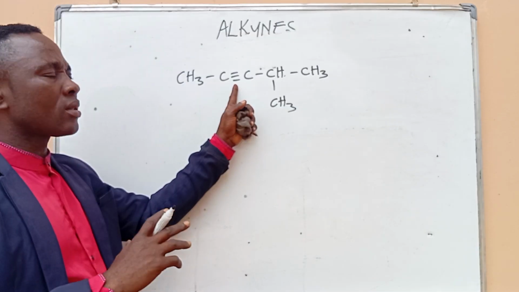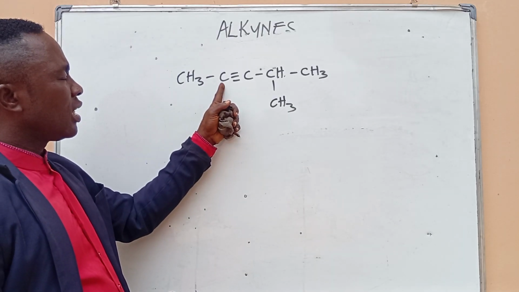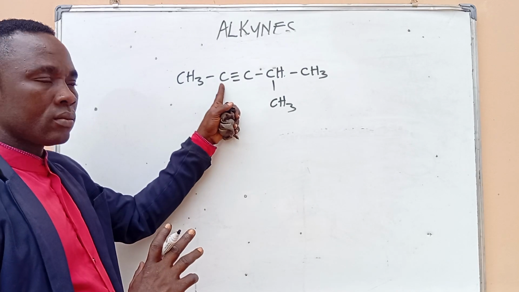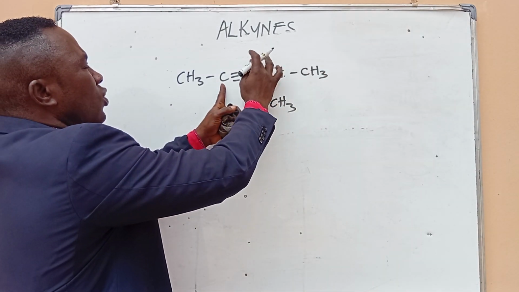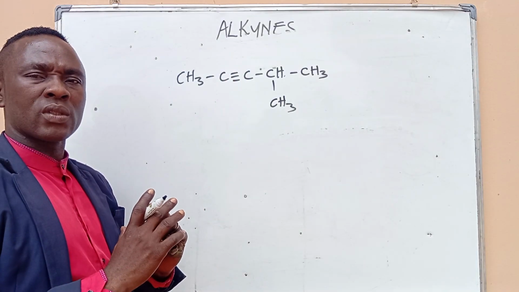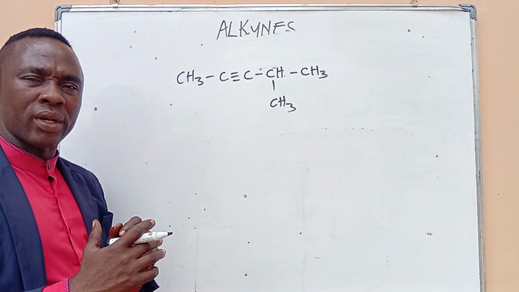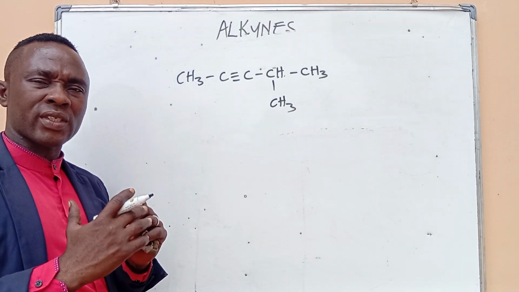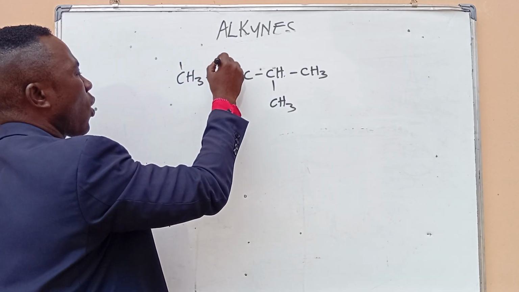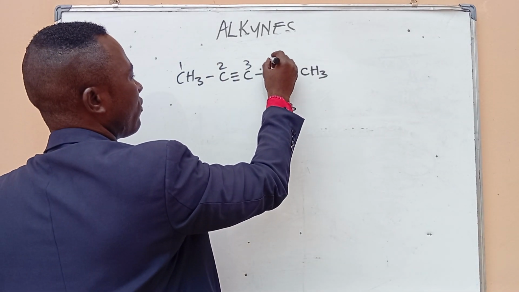So when we number here, this becomes 1, 2. It means the first carbon that bears the triple bond is at number 2. But when we number from here, 1, 2, 3, the carbon that bears the triple bond will be at number 3. Which one do we choose? We choose the numbering that gives the first carbon bearing the triple bond the least position. That is why 1, 2 is better than 3 here. So this is 3, 4, and so on.